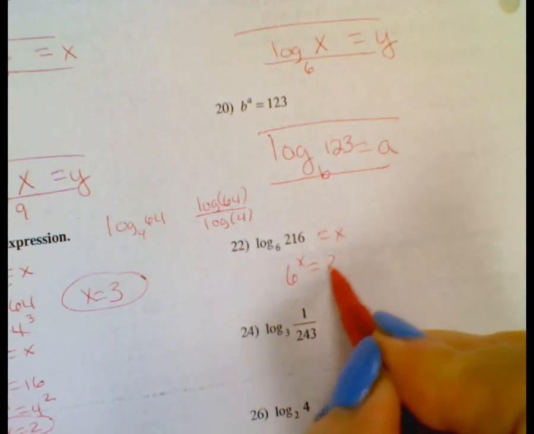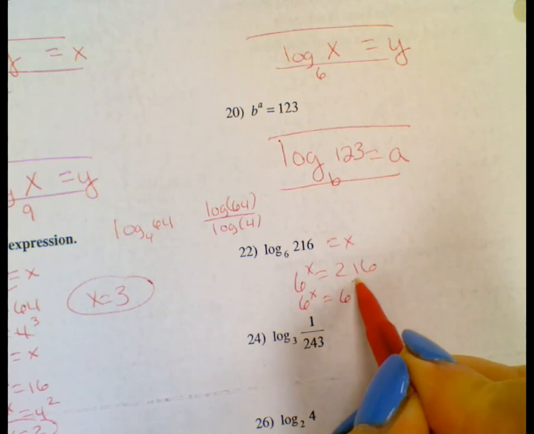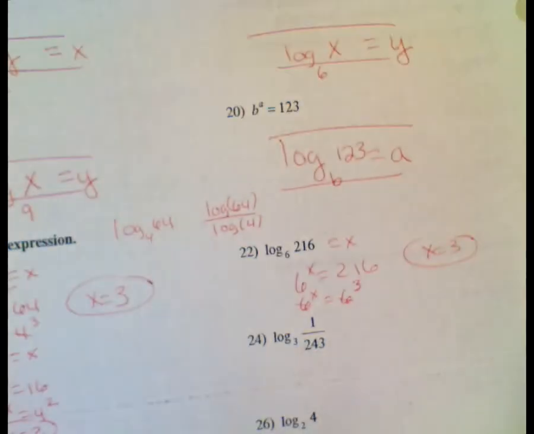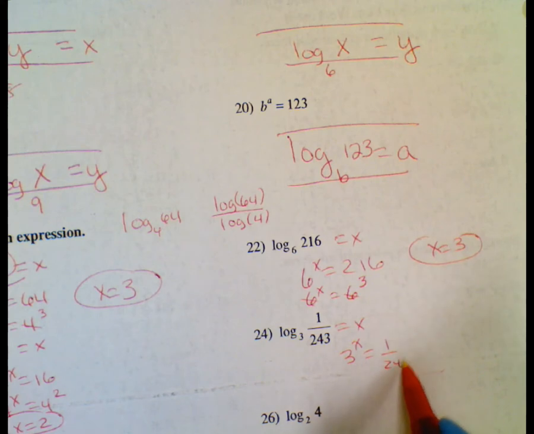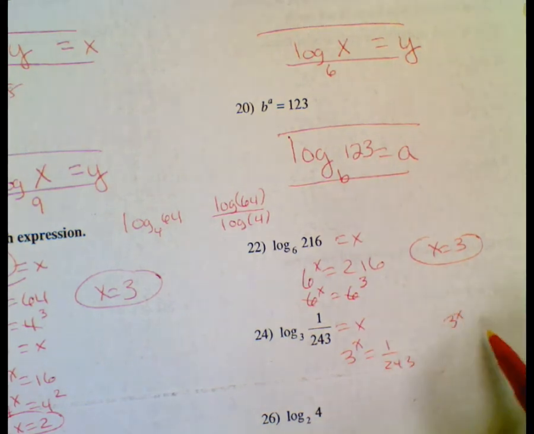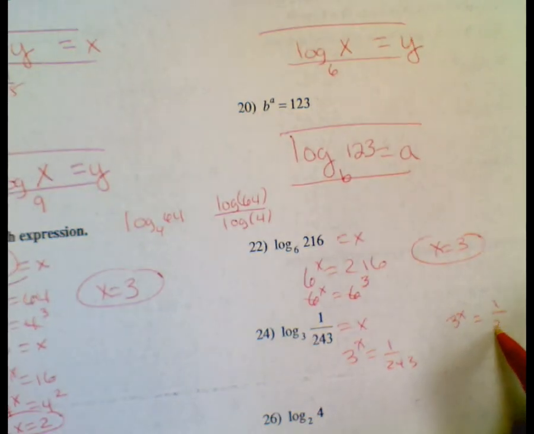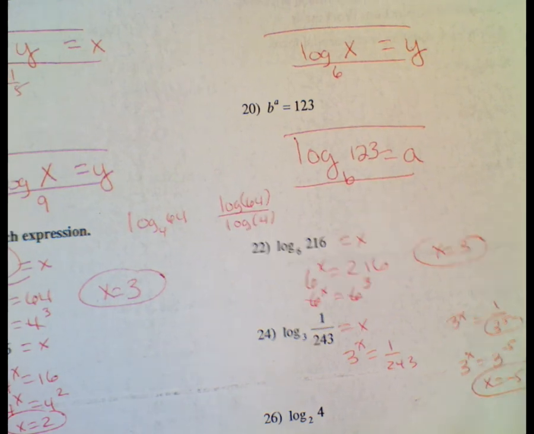6 to the x equals 216. 216 happens to be 6 to the third. Cancel your 6's, and x is 3. This one, if you set it equal to x, you get 3 to the x equals 1 over 243. 243 is 3 to the 5th. So this is going to be 1 over 3 to the 5th. And what you do here is if you have something in the denominator, you bring it to the top as a negative. So x is -5.